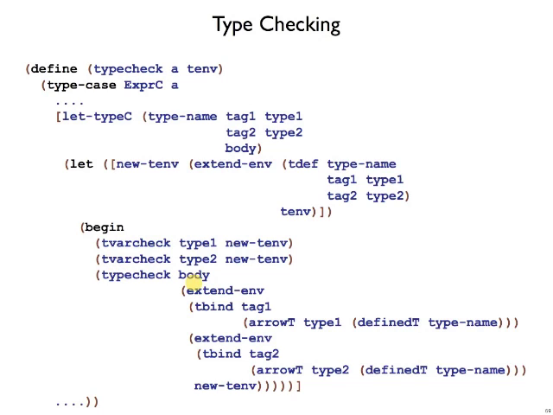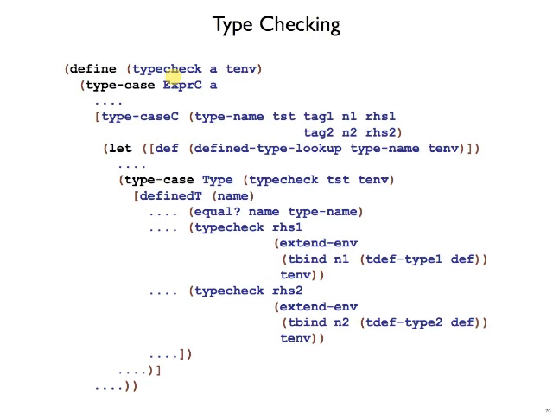And finally, type check the body. In an extended environment that starts with the one that has the types, but also adds in that tag 1, the variant name, acts like a function that takes a field value and returns a value of type name, right, which we wrap in a defined t to make it a type.